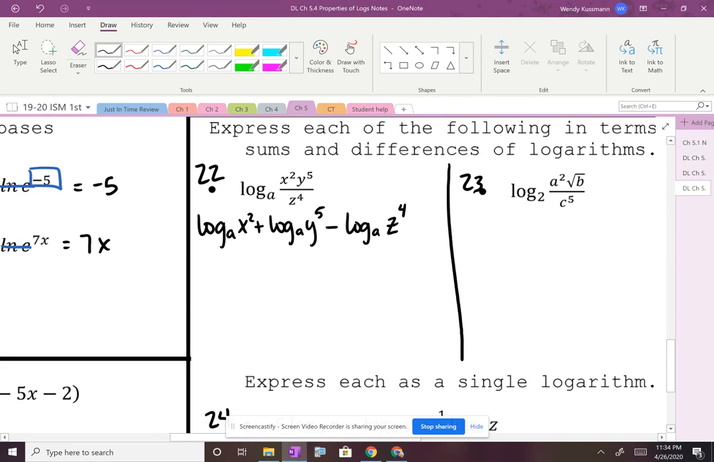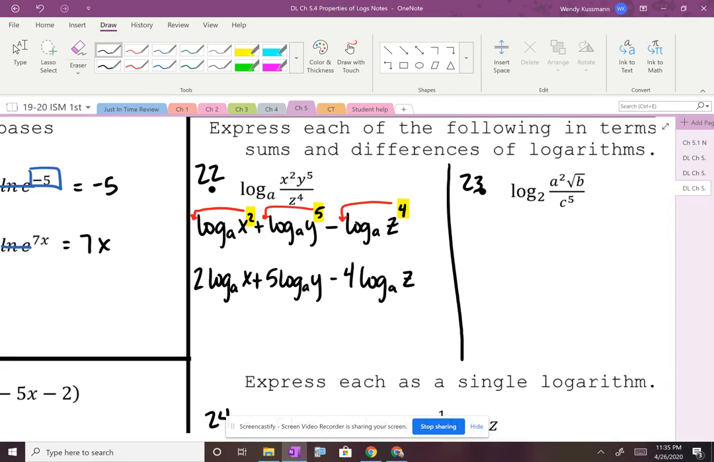Now, if we're expanding, we're trying to make this as simple as possible. The argument needs to be as simple as possible. In this case, our arguments aren't as simple as possible because we have powers on them. So remember that with the power property, you can take the exponents and stick them down in front of each thing. So this then finally becomes expanded to 2 log base a of x plus 5 log base a of y minus 4 log base a of z. That is what we finally make it out to.